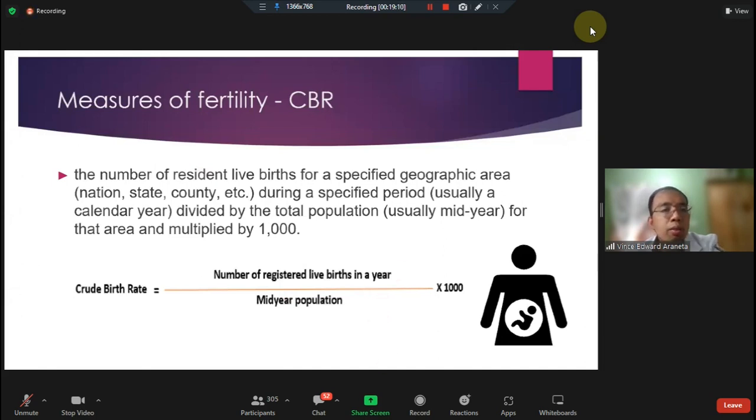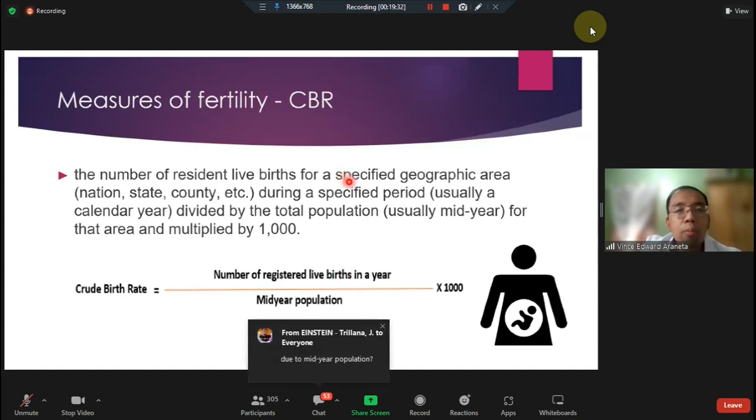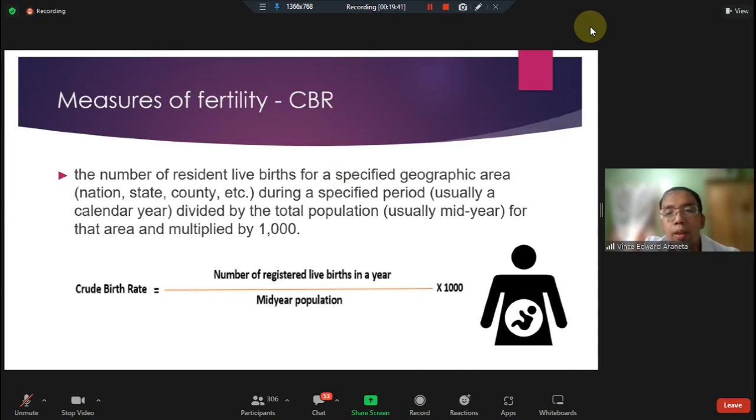Why do you think this is called crude for this measure? Or what is something wrong actually? If you are a detailed or meticulous person, you would see the drawback of this formula. Yes, due to the mid-year population. Can someone expound also? What is the problem if you just use mid-year population?